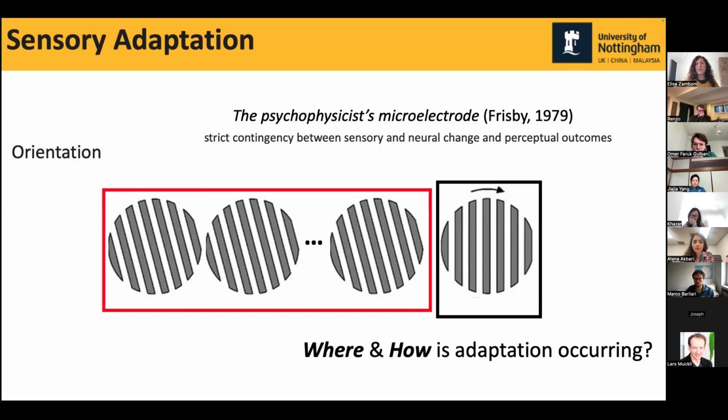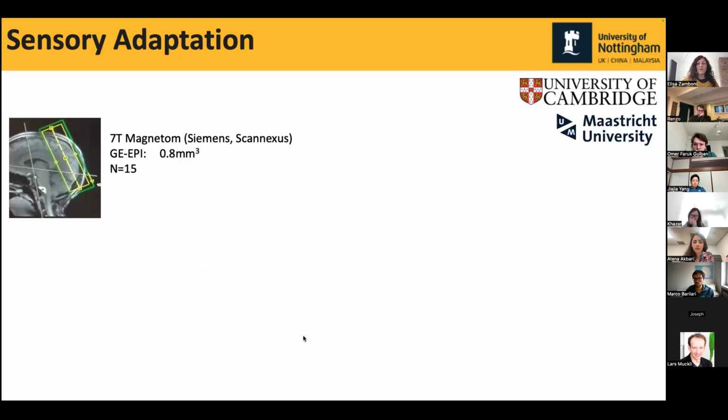And why is this phenomenon so important? So we did that, as I mentioned, in a collaboration with the University of Maastricht, actually using a 7 Tesla scanner this time, with standard BOLD gradient echo EPI. And the design that we used was the following.